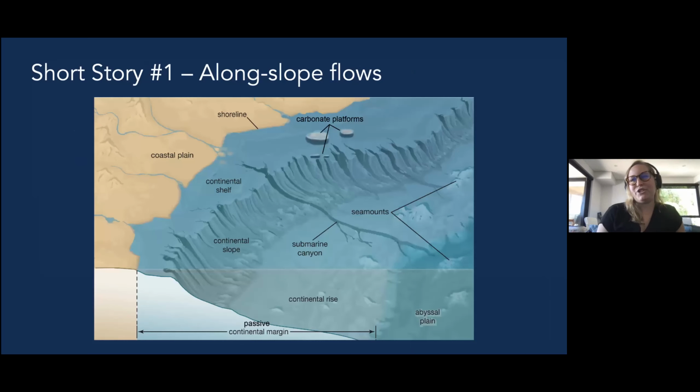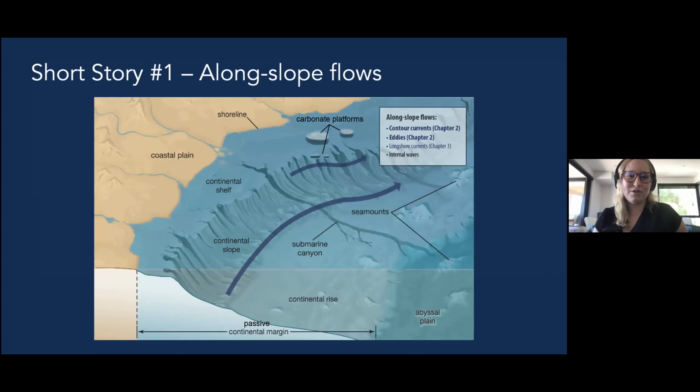And so continental margin research is truly a very rich area of marine geology, and I'm really only giving you a very small glimpse into this very expansive scientific subdiscipline. But here we are again. We have a schematic of a generic passive continental margin. And my first short story is going to focus on what I call along slope flows. These are currents that travel parallel to the continental slope, and here I'm going to focus on deep sea currents called contour currents because they follow bathymetric contours.